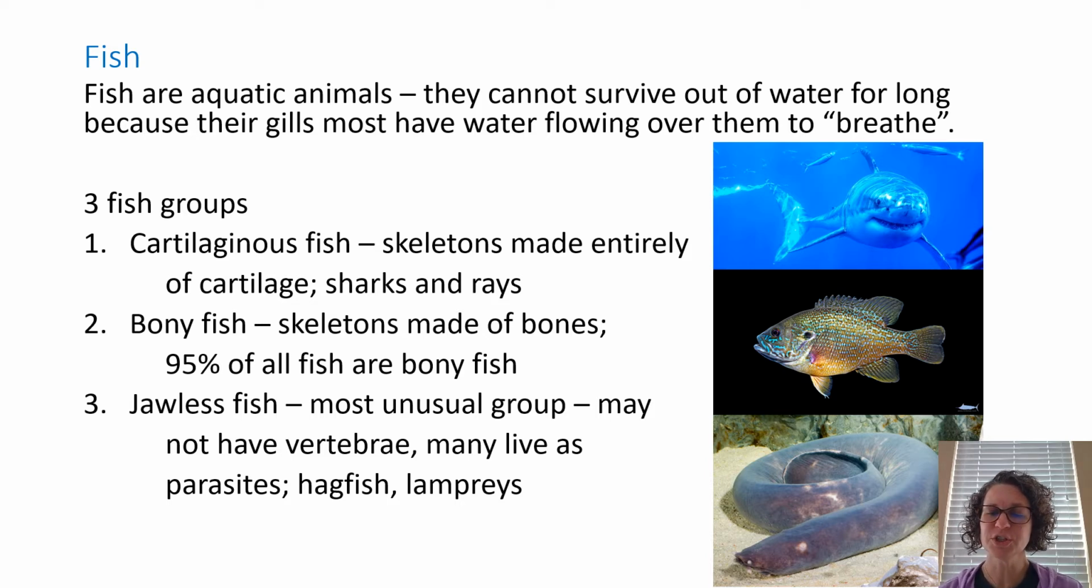So three groups of fish. The first one, the cartilaginous fish. These are animals like sharks and rays, so that top picture up there.